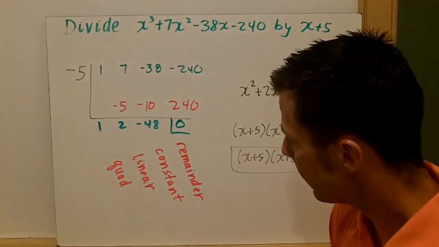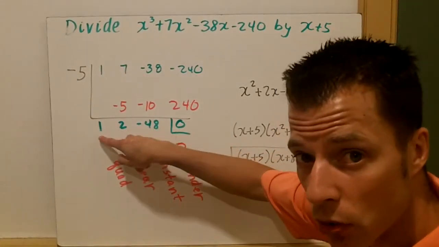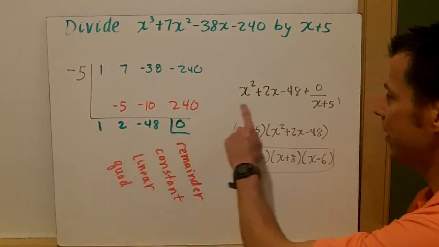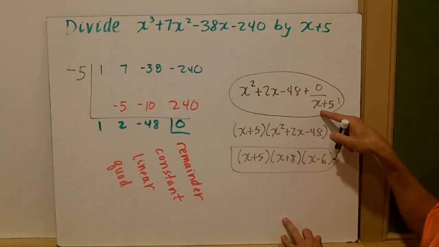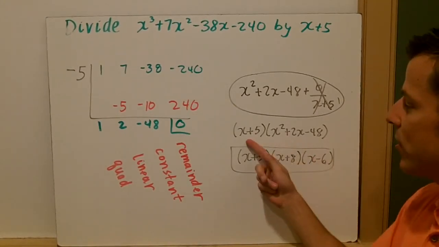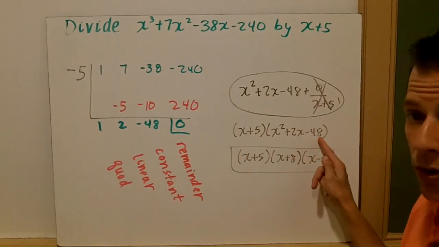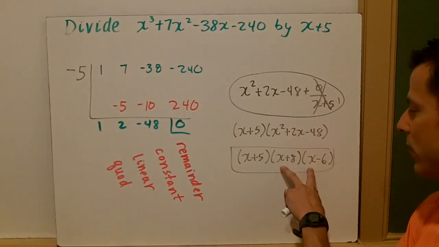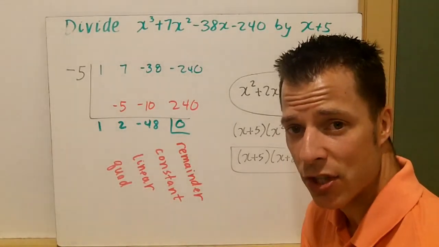Now, remainder, constant, linear term, quadratic term. So I have x squared plus 2x minus 48. So there's my answer right here. No remainder, so I can leave that alone. So this would be my answer. Look, x plus 5 times x squared plus 2x minus 48 gives me this cubic term. But I can also factor that a little lower, and that's what I did here. Okay? So that's dividing polynomials synthetically and using long division.